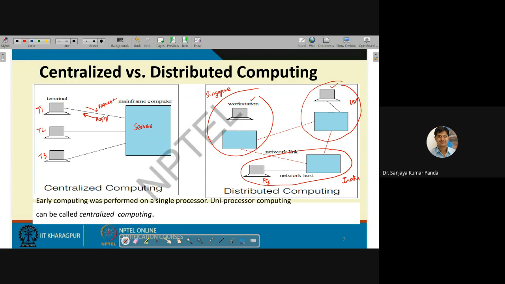But you can see the dependency here. There is a master-slave relationship here, right? Master is more powerful than slave. But here it is not a master-slave relationship, because here each and every system is not dependent on each other. They are independent, right? So uniprocessor computing can be called centralized computing, but not limited to. Sometimes multiprocessor systems may be there in a particular server. That can also be considered a centralized computing system.